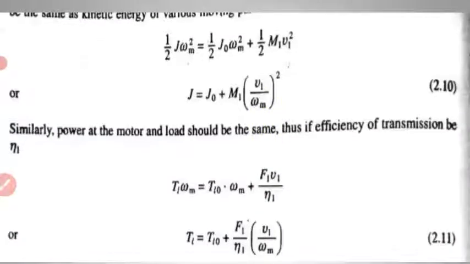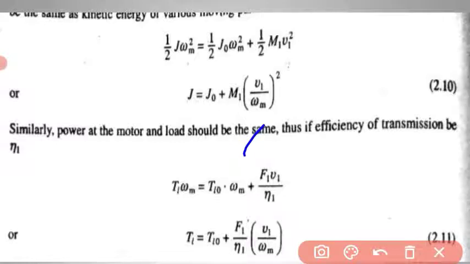Kinetic energy of various parts: half J omega_m square. In this equation we obtain half J omega_m square, and for the other load, earlier in gear reduction systems, here it will be translated to linear motion. So half m v square, where m is the mass and v is the velocity. This is the difference: in rotational and linear motion we consider the mass and velocity.